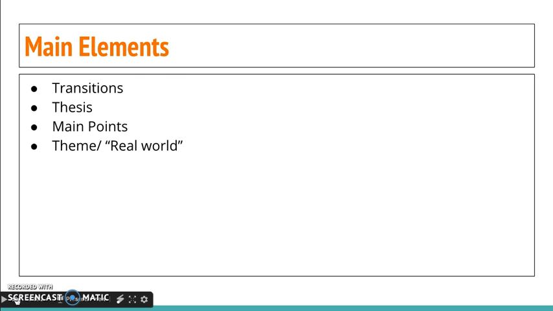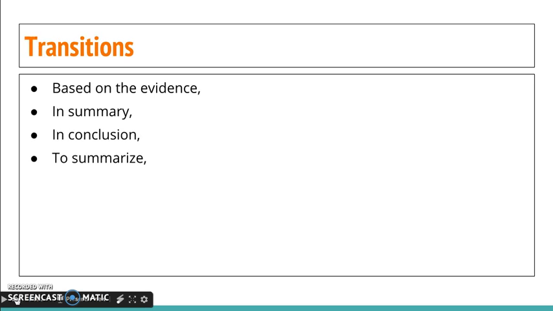On to transitions. When starting a conclusion paragraph, you should use some sort of transition to naturally and organically begin it. Some examples of these might include, based on the evidence, in summary, in conclusion, and to summarize. You would usually place them at the top of the paragraph, right after your last body paragraph, and right before your thesis. So it would be based on the evidence, thesis, and so on.